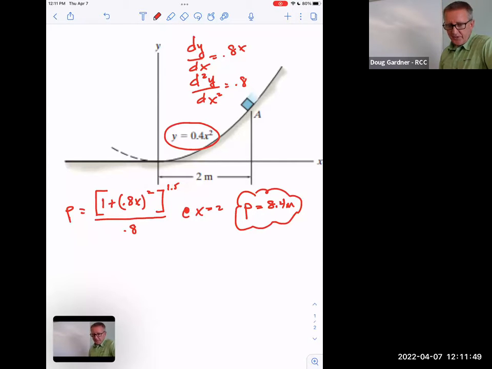Just for the fun of it, you can almost do this in your head. At 0, way down here at the bottom, if I put 0 in for x, I end up with 1 to the 1.5 power, which is 1. I end up with 1 over 0.8, which is 1 over 4/5, which is 5/4. I get 1.25. So I'm up there on a big radius circle right now with a radius of 8, whereas if you get down at the bottom, the radius is only 1.25. So you see how it's working? And isn't that kind of cool? We're not down at 0, but it's just something that's interesting to think about.